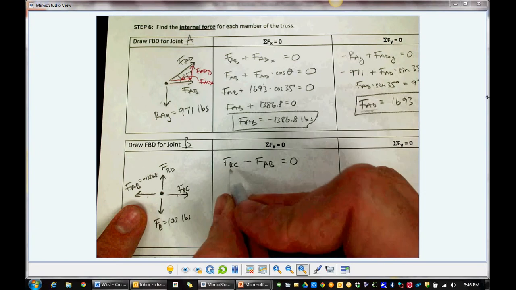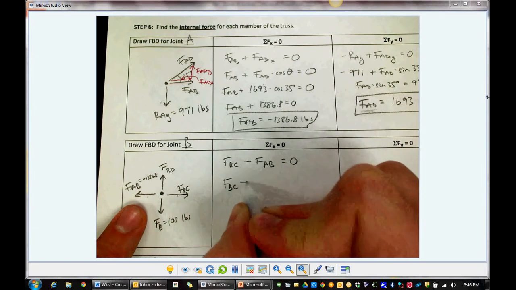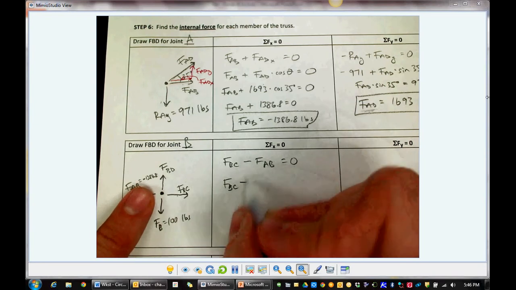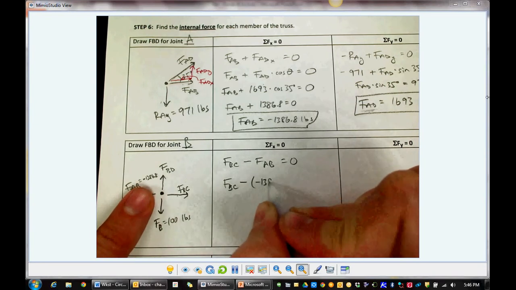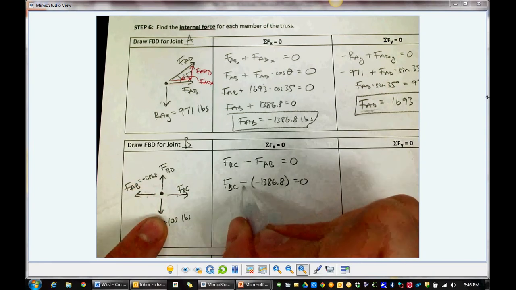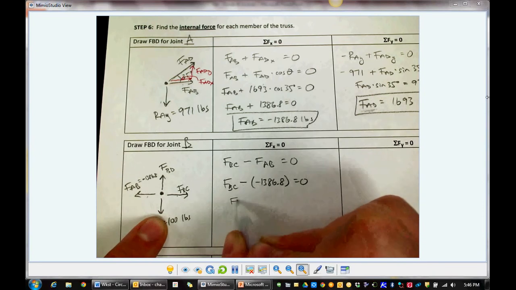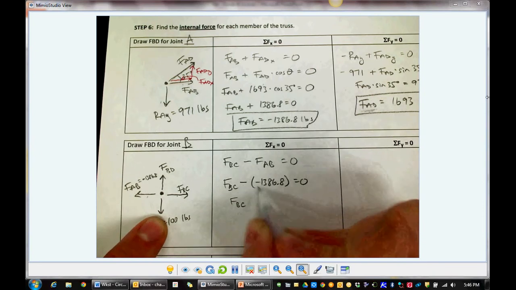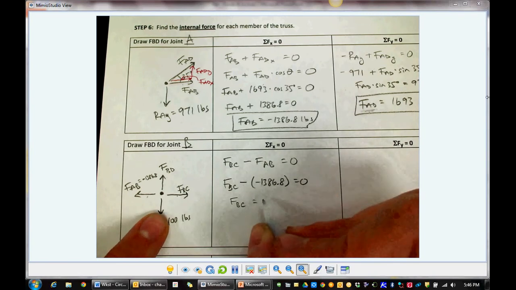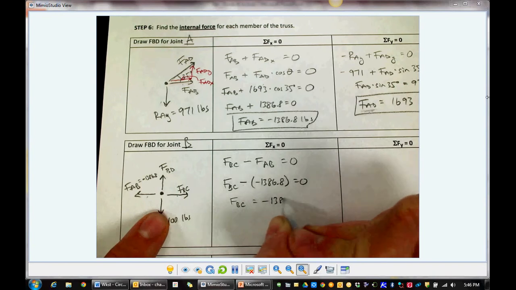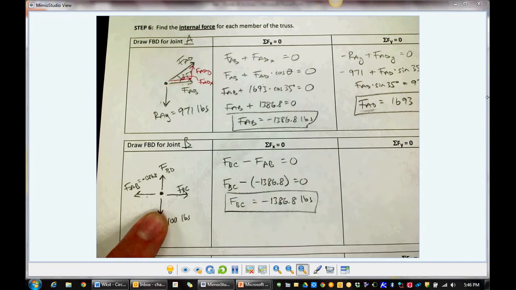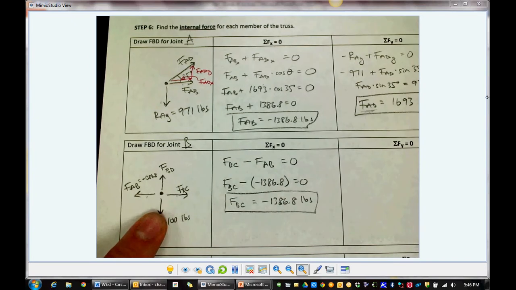Let's see if I know any values. I don't know BC, minus. I do know AB is negative 1386.8. So it's minus a negative 1386.8, or minus a negative is positive. So FBC, this is plus, so I'm going to subtract that over there. FBC comes out to be negative 1386.8 pounds. I'll go update my free body diagram of that.